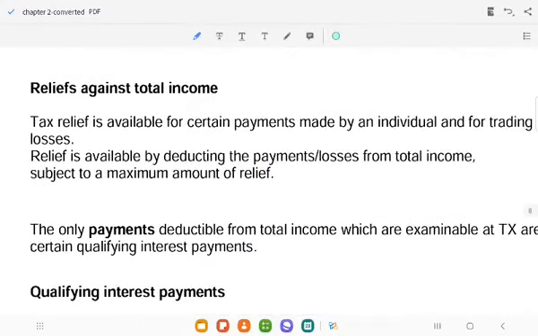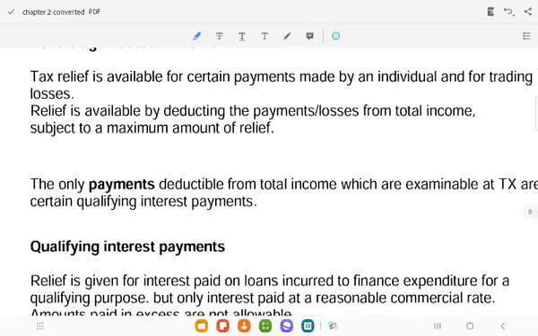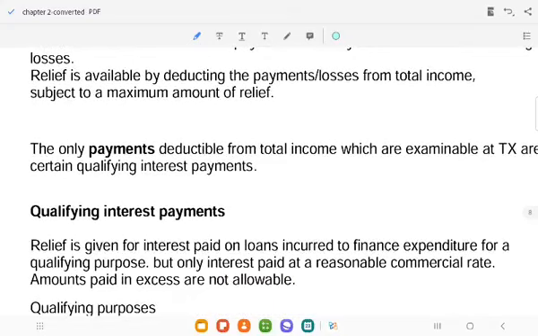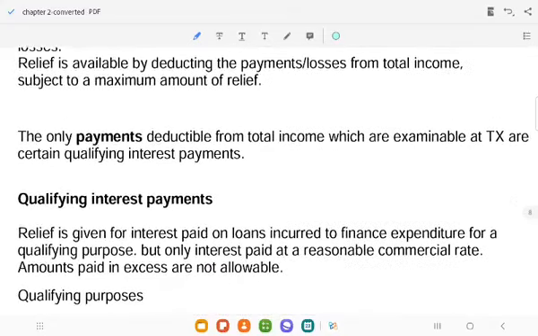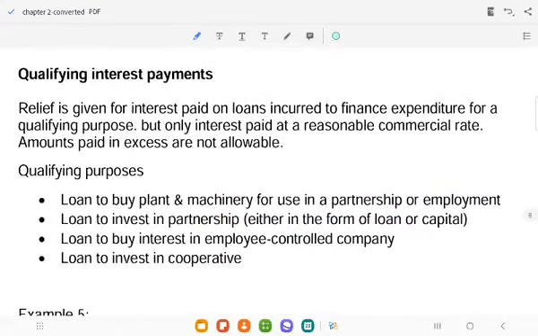Relief against total income. This is the relief which reduces your total income. Relief is available by deducting the payments or losses from the total income, and the maximum amount of relief should be provided. The only payment deductible from total income which is examinable in the TX examination is certain qualifying interest payment. For qualifying interest payment, you have to identify what the qualifying purposes are. If these qualifying purposes are mentioned in your question, then it means that interest payment for these qualifying purposes is said to be qualifying interest payment and is considered as relief against total income.